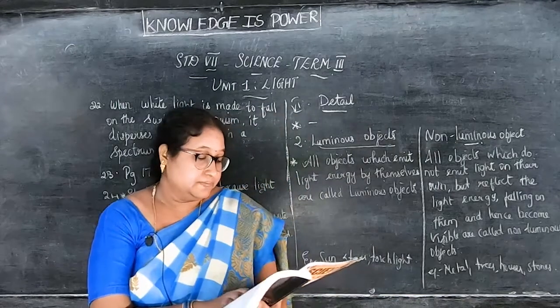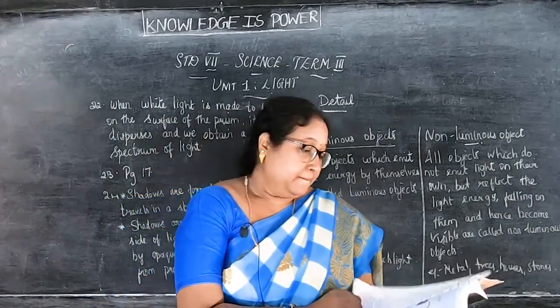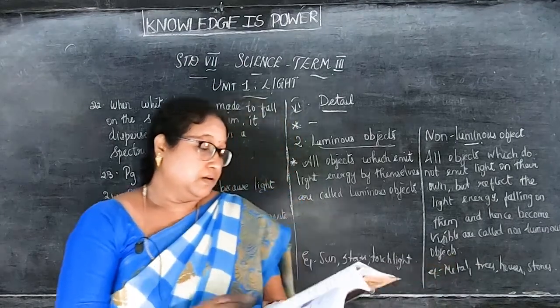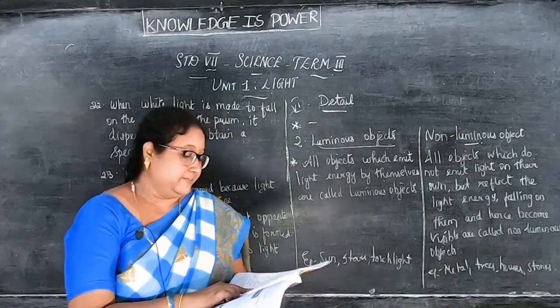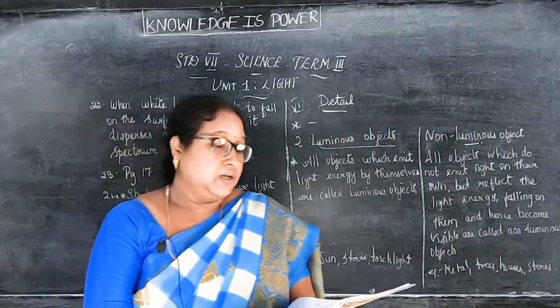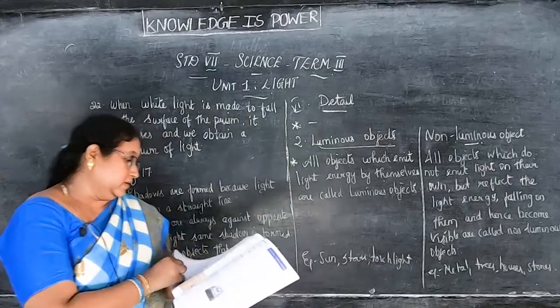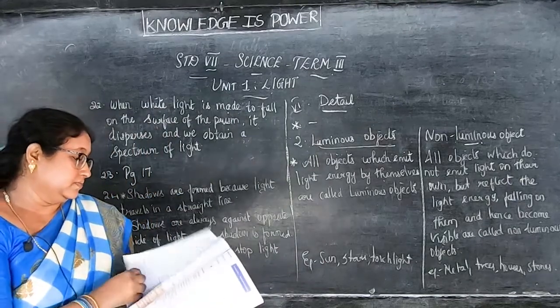The next is number 3. Detail 3. Write about 2 everyday situations that tell you that light travels in a straight line. This also you have to write on the board, children. Just take down.